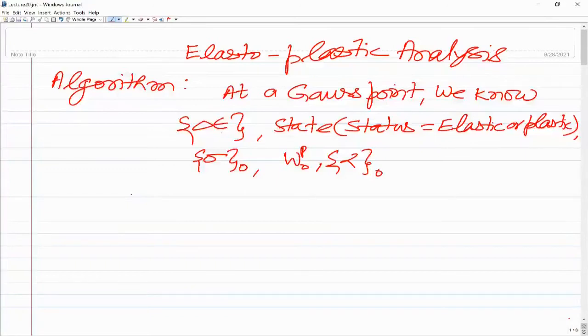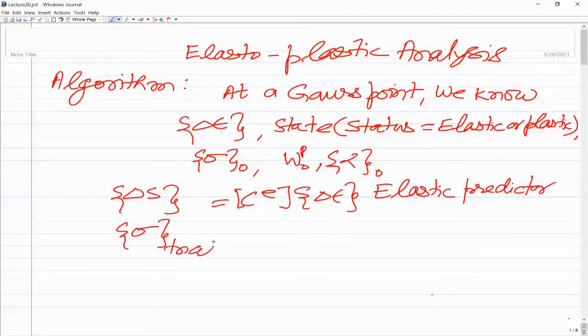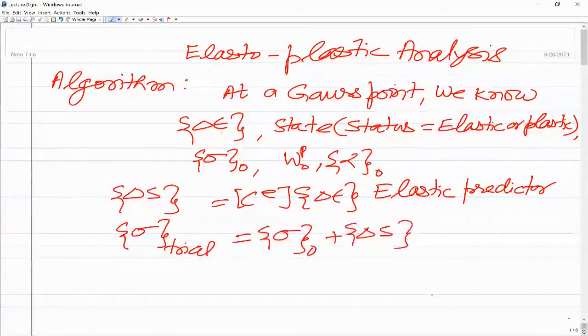Then you calculate the elastic predictor stress delta S, which is simply assuming that the entire strain step is elastic. So you calculate it as delta S equal to D elastic times delta epsilon. This is the elastic predictor. And then you calculate the trial stress, which may not be the correct stress, so we are calling it a trial. Sigma trial will be equal to sigma naught plus delta S. This is the intermediate trial stress.